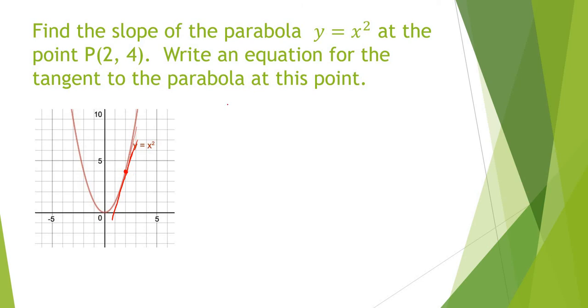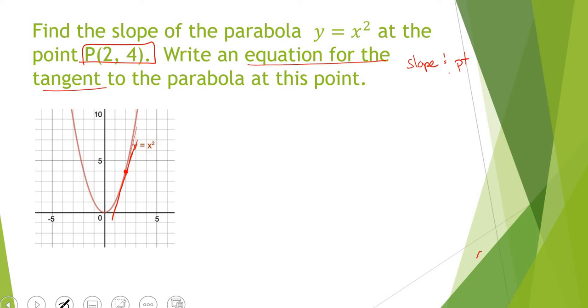So let's look at our definition. We want the slope of the tangent line. We'll actually want an equation for the tangent line. To write an equation of a line, I need a slope and a point. So we are given the point. We've got that. Let's find the slope.